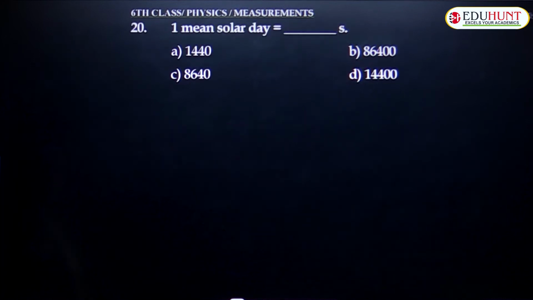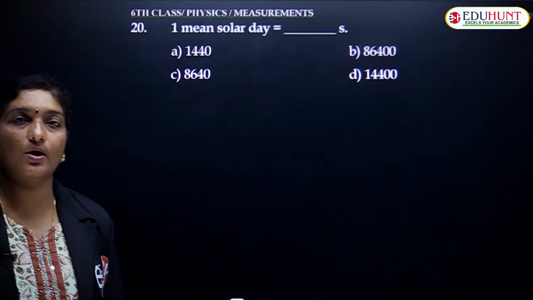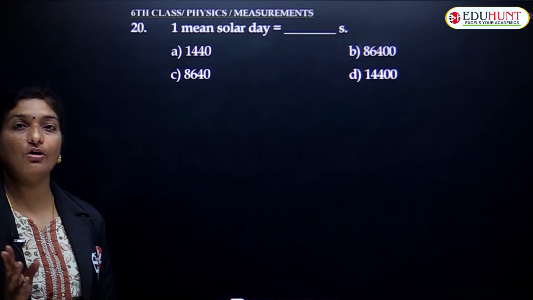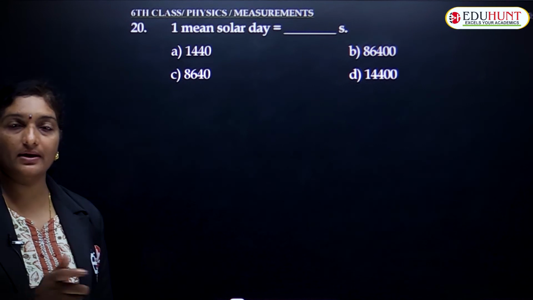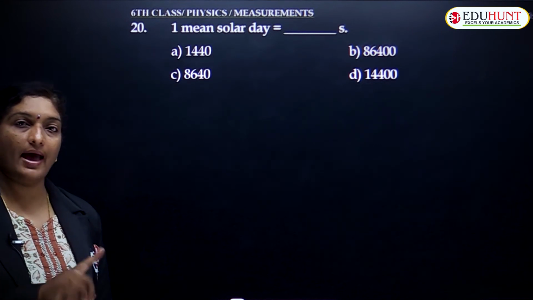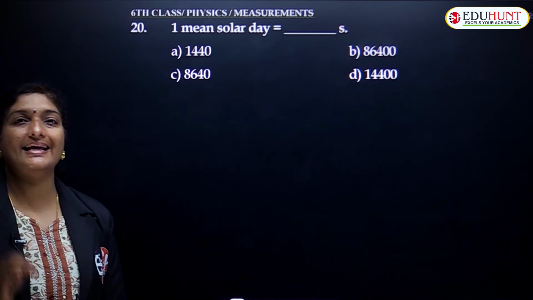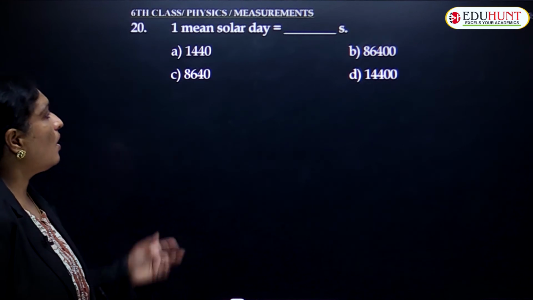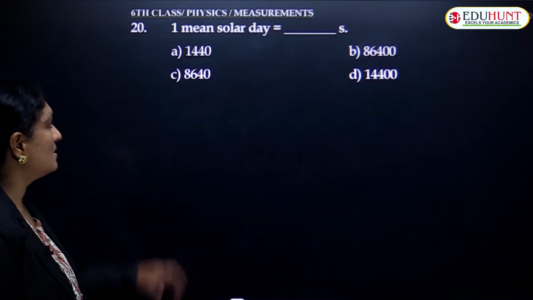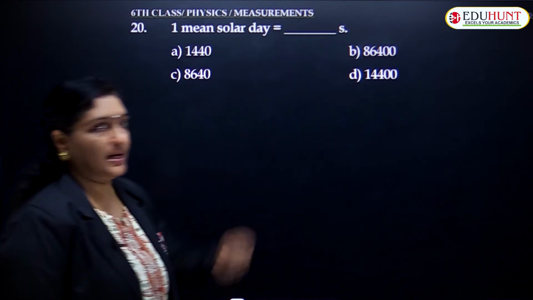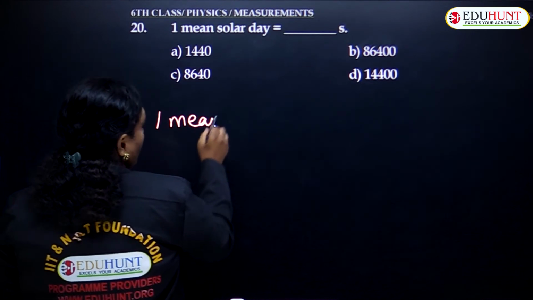1 mean solar day. Children, I already told you what is the meaning of 1 mean solar day. It's nothing but the average of all the time periods of whenever the earth is revolving around the sun, we need to calculate the average of all solar days. In order to complete one revolution, it takes 365 days. So all revolutions divided by this, how much will it be? Equal to 24 hours. But here it was asked in seconds.